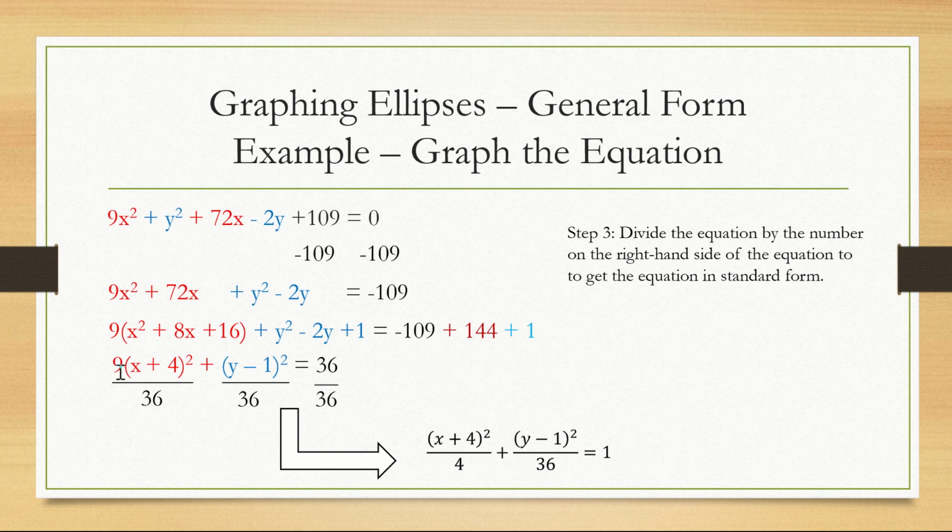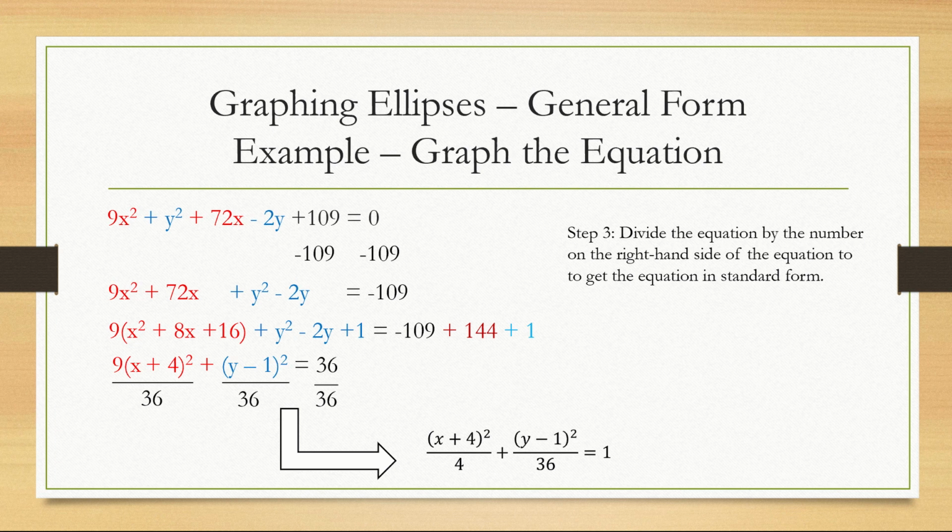So we have 9 divided by 36, that's going to reduce to 1/4, okay? We don't need to write the 1 right there, we can just leave it like that. But the 4 goes in the bottom right here. Another way to get this 4 is just to divide these two numbers by 9. Then we have 1/36 right here, that can't be reduced. And then on the right-hand side, we have 36 divided by 36, which gives you 1, okay? So that's going to be your equation in standard form.